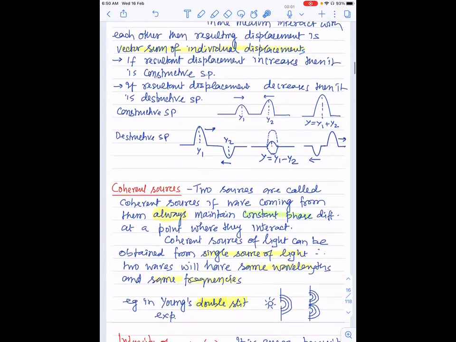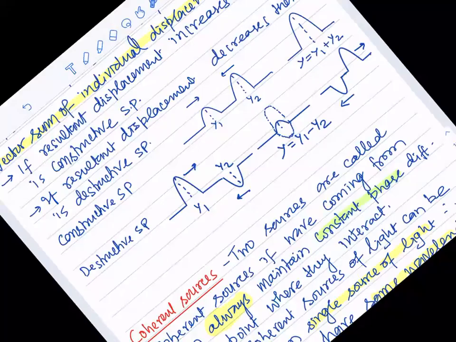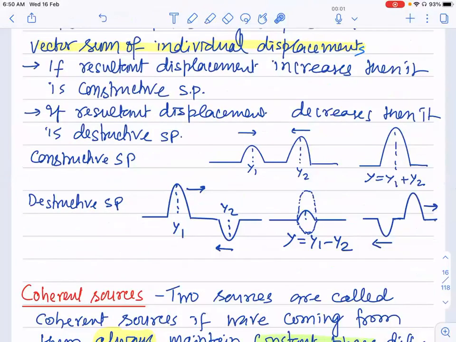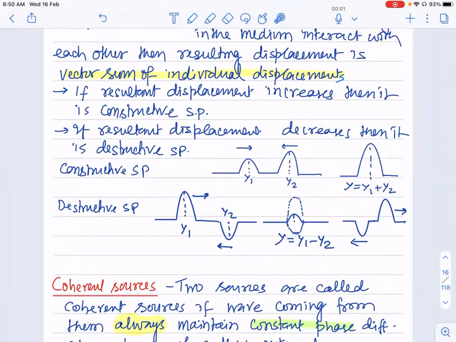And what are coherent sources? What is the condition for coherent sources? What is the definition of coherent sources? Do you remember that? How do we define coherent sources? What is the condition for sources to be coherent?